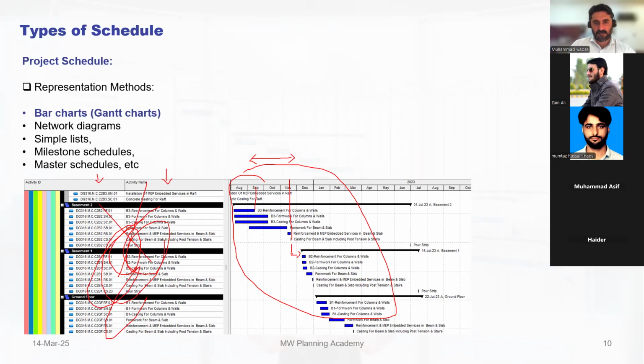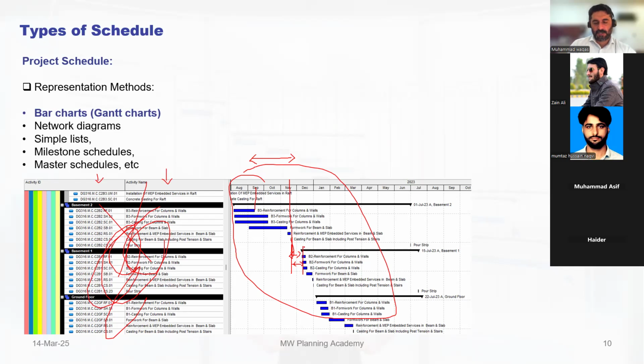Can somebody tell me why there is a gap here? If you look here, this is finishing here, right? Casting. And the next one you are starting here. So it is like a gap between the two phases. Yes, engineer, because there is a lag between these activities. Okay, why is there a lag?